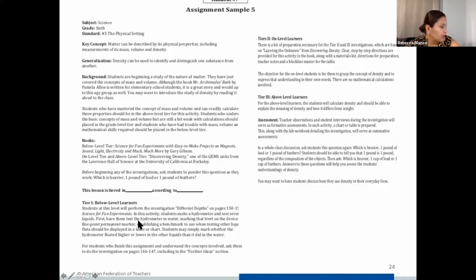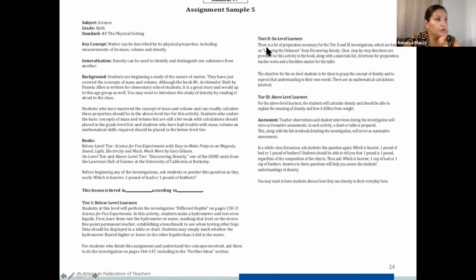several liquids. First, have them test the hydrometer in water, marking that level on the device. Is to use when testing liquids. It should be displayed on a table or chart. Students may simply mark whether the hydrometer floated higher or lower in the other liquids than it did in water. So they're just kind of testing water against other liquids, right, with the hydrometer.